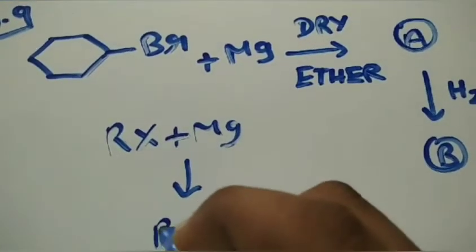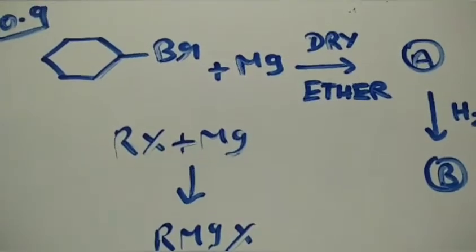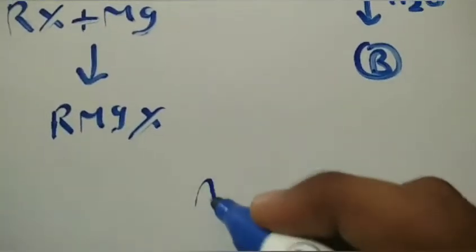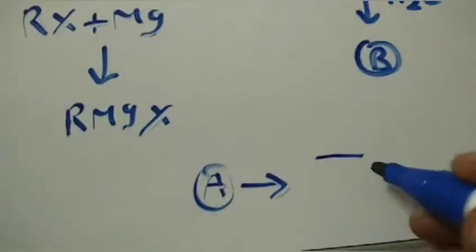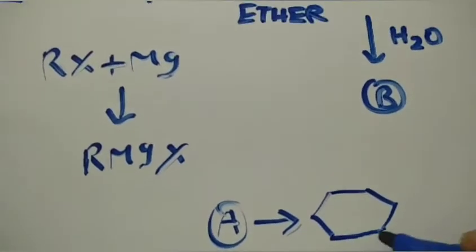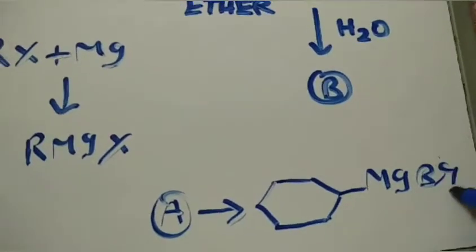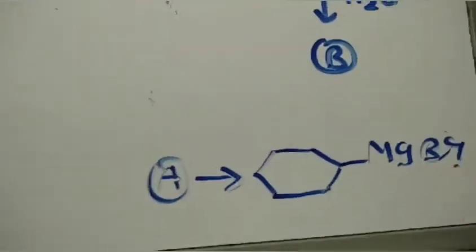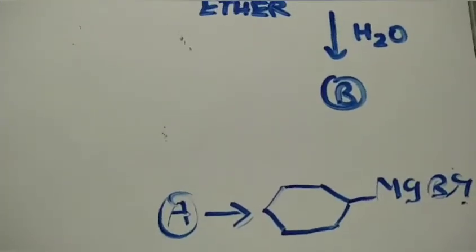RMgX, correct. This is Grignard's reagent. So here A will be simple. A will be this product, okay. RMgX means it will be cyclohexyl MgBr, simple, okay. Now they are asking B. What is happening? When this A reacts with water, they are getting B. This is a simple reverse reaction, okay.